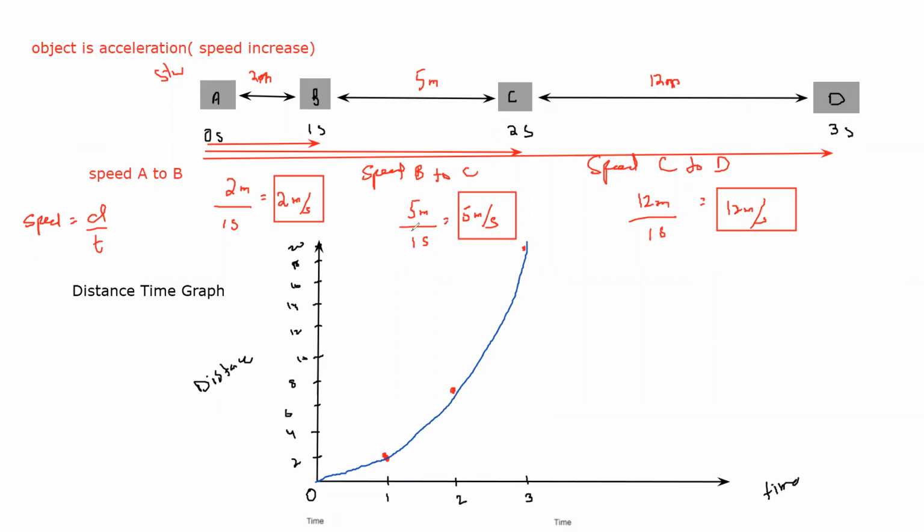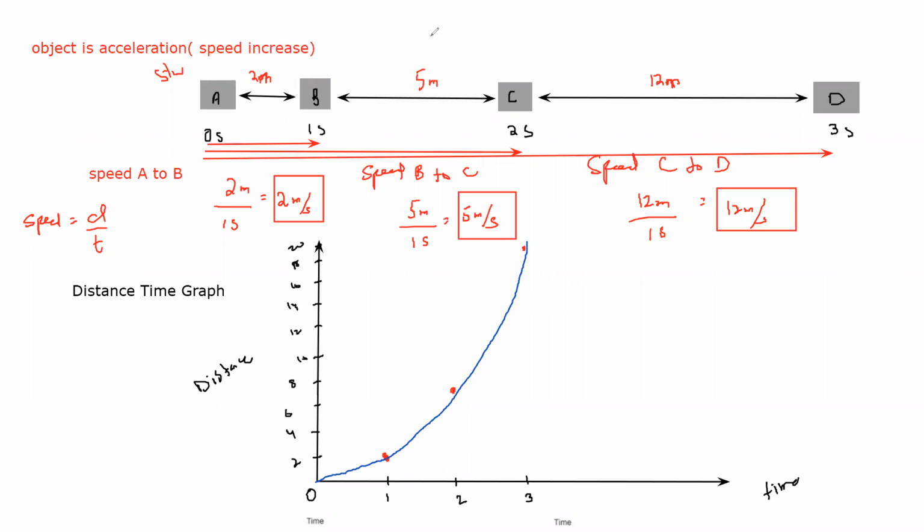Look, if we want to plot a distance time graph for an object which is accelerating, it means that the speed is increasing. So how do we plot a distance time graph for an object which is accelerating? For example, on x-axis we have time, on y-axis we have distance. This object, after 1 second, you can see from the starting point, covered 2 meters. So we will mark a point: after 1 second it covered a total distance of 2 meters.